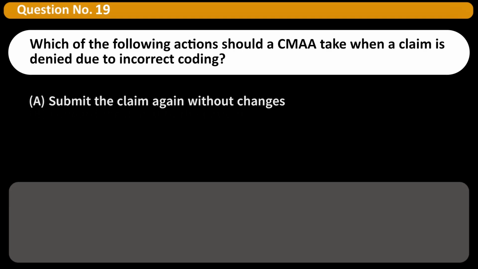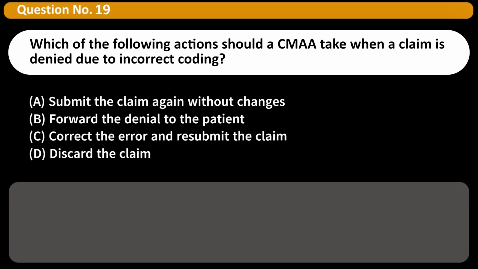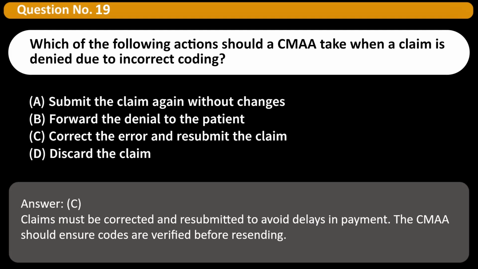Which of the following actions should a CMAA take when a claim is denied due to incorrect coding? A. Submit the claim again without changes. B. Forward the denial to the patient. C. Correct the error and resubmit the claim. D. Discard the claim. Answer: C. Claims must be corrected and resubmitted to avoid delays in payment. The CMAA should ensure codes are verified before resending.